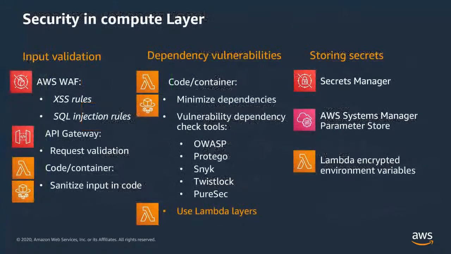So when you go into the compute layer and security in the compute layer, you'll notice that across 3 dimensions, you have input validation. For example, any request that comes into your code, you want to validate the input of that. This is where WAF can come in. Like I mentioned, you can configure rules for things like XSS, which is for cross-site scripting, and then SQL injection, to ensure that your requests are all sanitized.